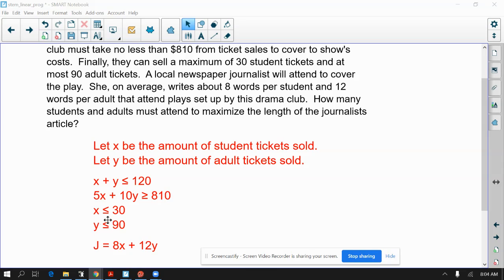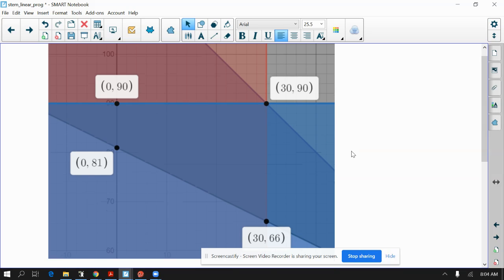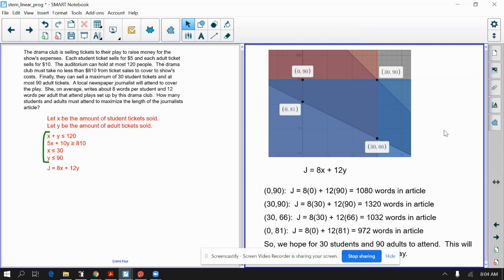So here's the first part that you need to conquer. And then you would go to Desmos and graph just these 4, just the constraints. We save this till the end. We do these constraints and we find their vertices. And here I've got the graph for us. So here are the 4 constraints graphed, and it's this little quadrilateral, kind of like a trapezoid looking thing, and the vertices are identified. So we use those 4 vertices to plug them all into this. This is the journalist's article. We want this to be the maximum.